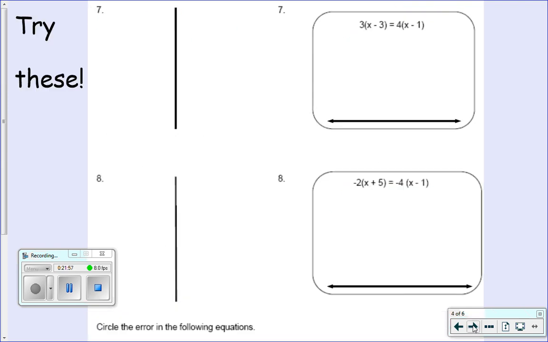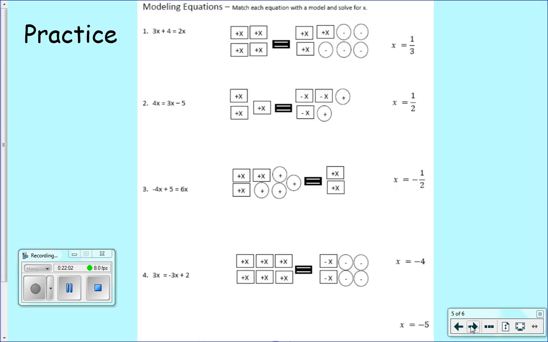This was just extra practice. I'm going to pass out your homework. For your homework, you have the equation. I want you to match each equation with a model and solve for x. You can just draw a line that matches there, and then that matches there. You've got about 5 problems, and I will pass that out. Make sure you get it, and we'll look at it on Tuesday.